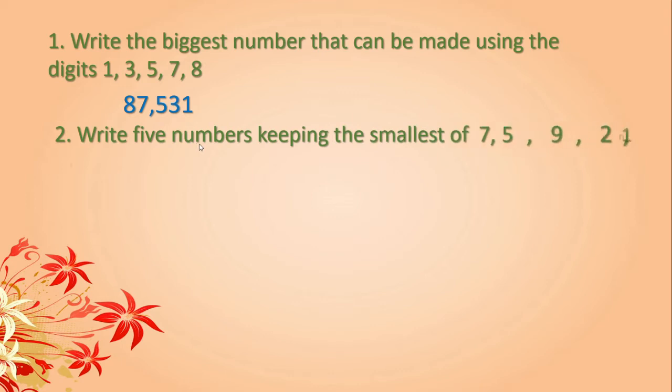Okay. Now we'll move to the next question. Write 5 numbers keeping the smallest of 7, 5, 9, 2, 1 in the unit place. Dear children, we have to make 5 numbers, okay, of 5 digits. And what to keep in mind? This 1, this is the smallest, isn't it? It is written here, keeping the smallest of these numbers in the unit place. Means 1 should be in the unit place. We cannot change the unit place. The unit place must have 1.